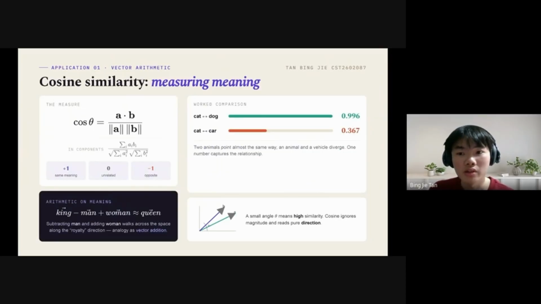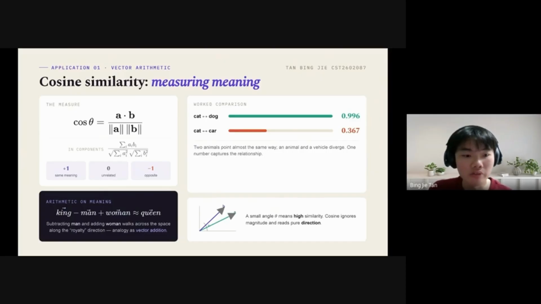When words are vectors, we can measure their relationship by using the angle between them. The tool is cosine similarity. The formula is this. On top, the dot product of the two vectors: multiply matching coordinates and add them up. On the bottom, the two lengths cancel out the sizes, so we're left with the pure direction.